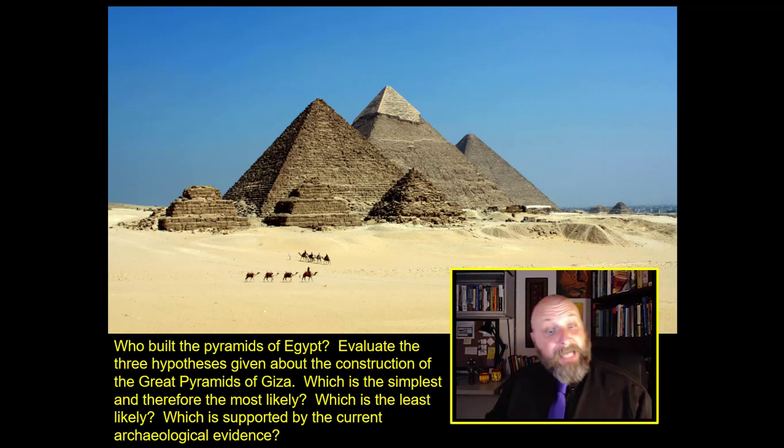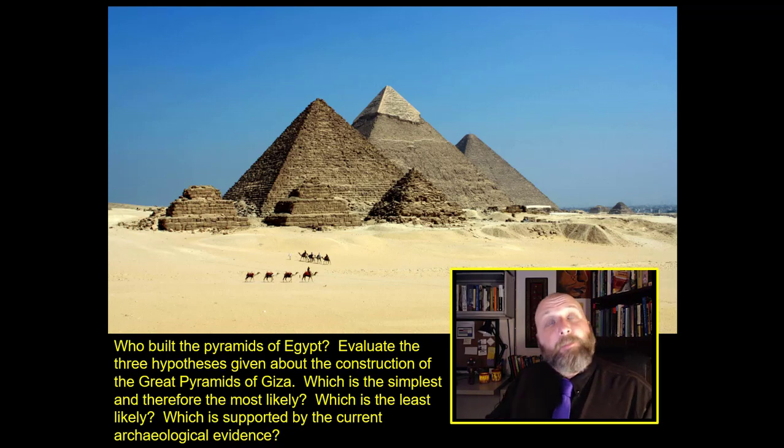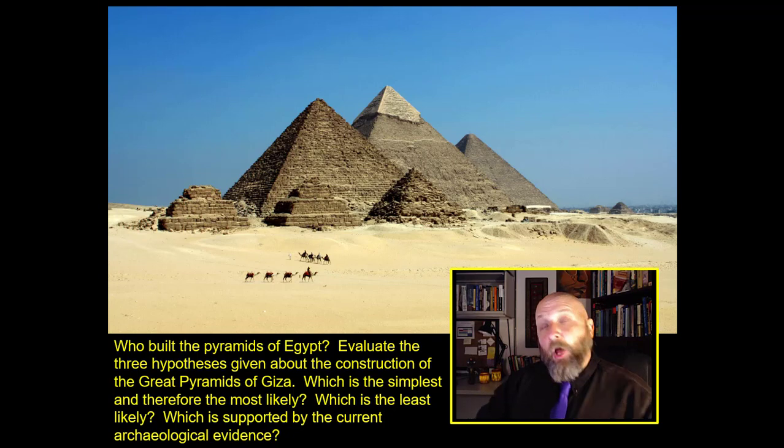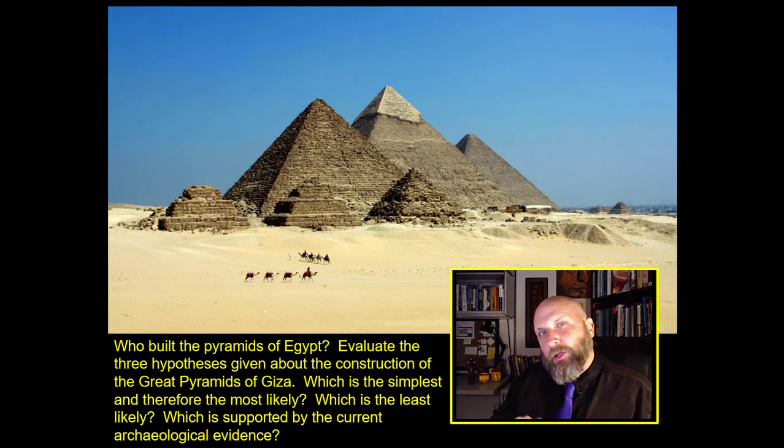Evaluate the three hypotheses given about the construction of the Great Pyramids of Giza, which is the simplest and therefore the most likely, which is the least likely, which is supported by the current archaeological evidence, because we're going to look at why you should explore the past, why we should do archaeology, and we're going to use those thought tools that were discussed earlier to judge our three hypotheses against the archaeological evidence from Egypt herself.